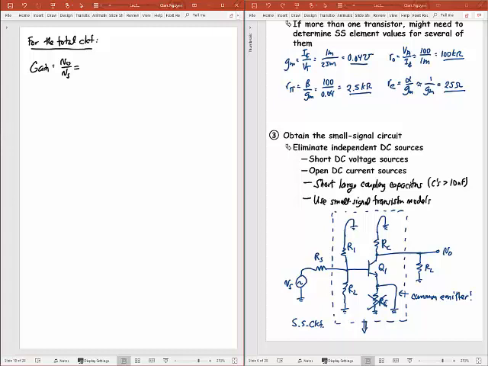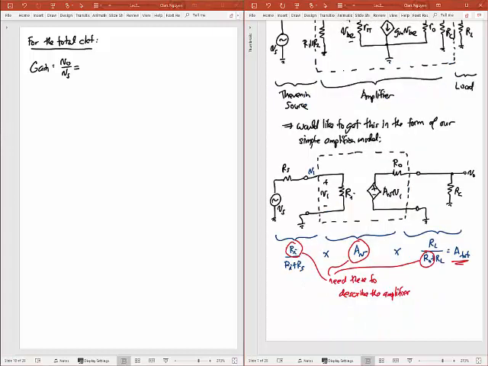Okay? And so this is just going to be equal to the gain of this first portion here, which is basically just a voltage divider between Rs and the input resistance of my amplifier. Actually, the better circuit to use is this, right?